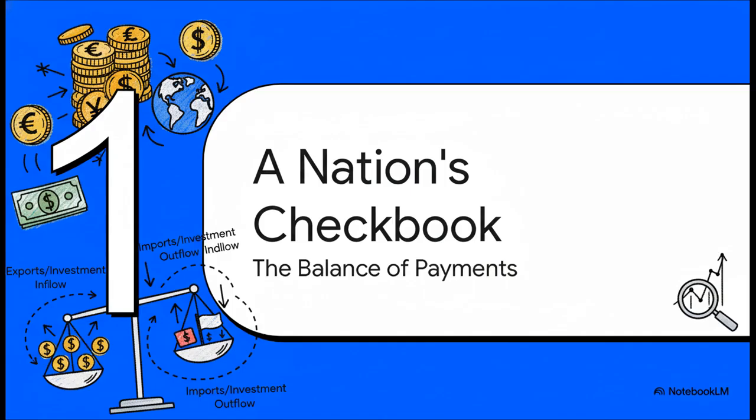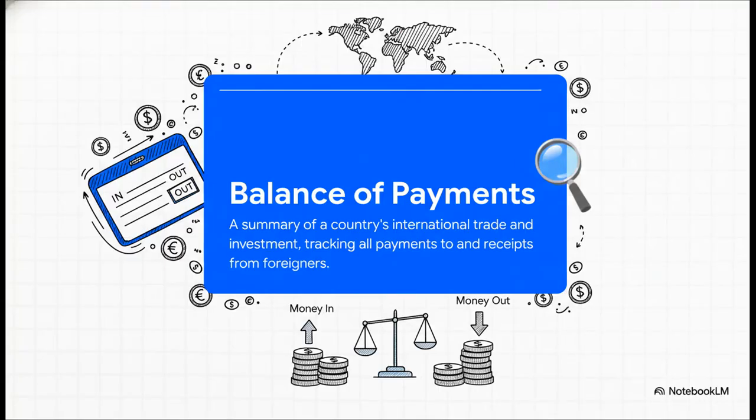Okay, so that's one deal, but that gets you thinking, right? If we can track the money for one single business deal, how on earth do we track all the international transactions for an entire country? I mean, we're talking trillions of dollars. Well, there's a system for that, and it's called the balance of payments. The easiest way to think about it, it's like a massive national checkbook. It keeps a record of every single transaction between one country and the rest of the world, tracking every dollar, yen, and euro flowing in and flowing out.